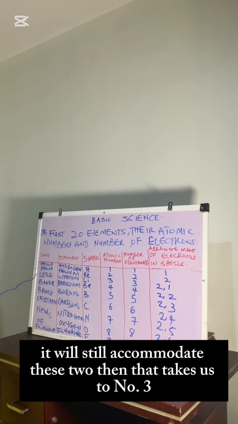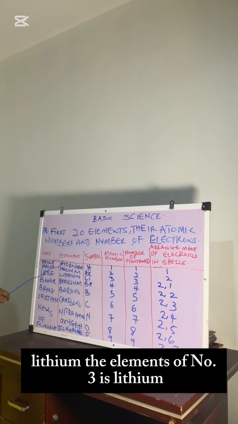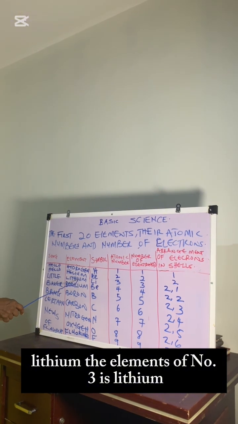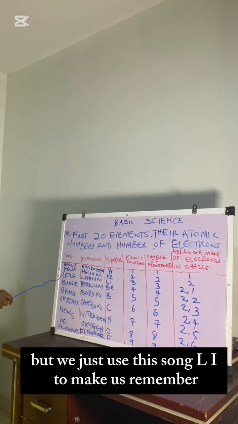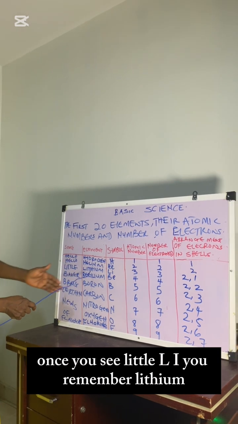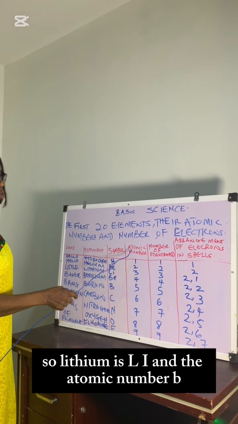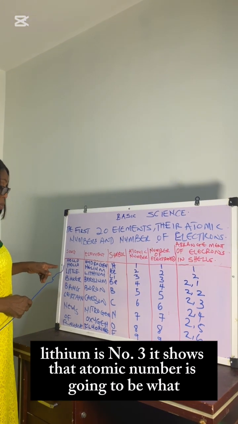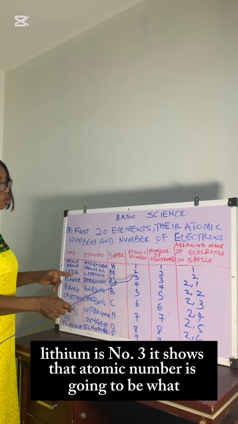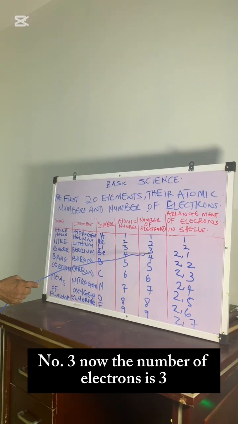Then that takes us to number 3, "Li2", which is lithium. The element of number 3 is lithium, but we just use this song's "Li" to make us remember. Once you see "Li", you remember lithium. So lithium is Li, and the atomic number, lithium being number 3, is going to be what? Number 3. Now the number of electrons, 3.